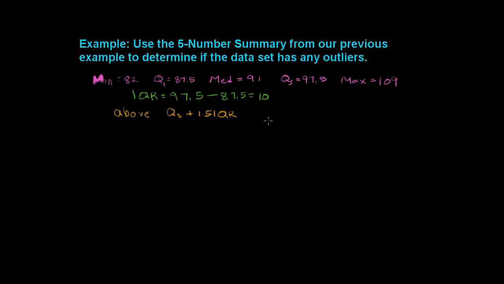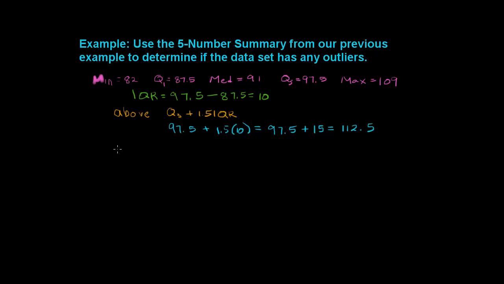So continuing with this calculation, we would say anything above 97.5 plus 1.5 times 10. Now you know your order of operations. We have to multiply before we can add. 10 times 1.5 is 15, plus 97.5, so that gives us an upper limit of 112.5.